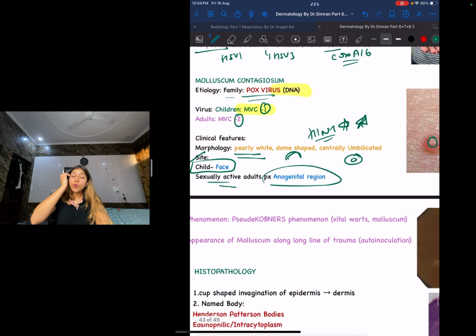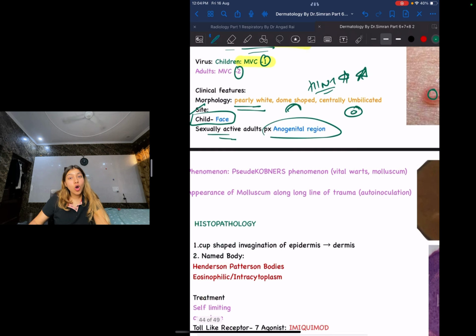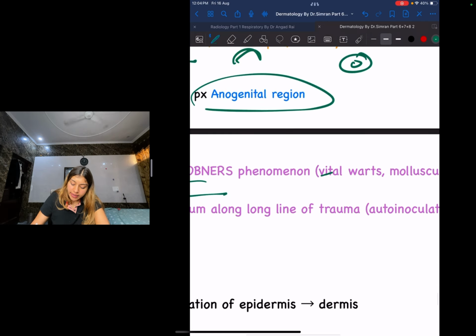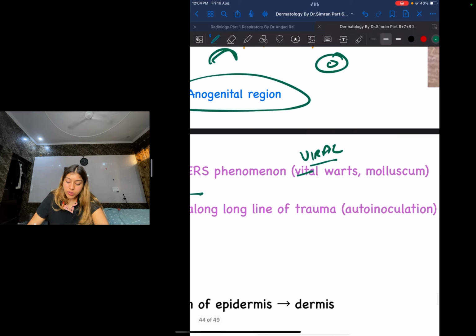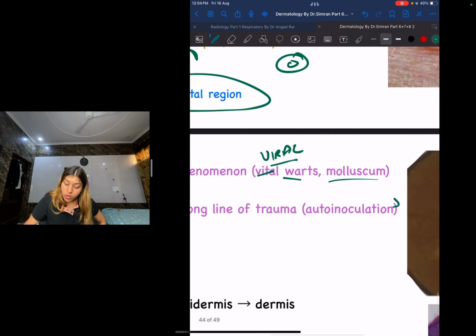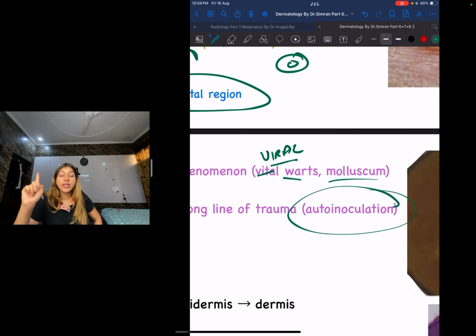Now, what is the name of the phenomenon? I hope you remember Koebner's and pseudo-Koebner's. For Koebner's, we use the mnemonic VPL, whereas in pseudo-Koebner's, we studied only two things: viral wart is one of them, and the other is molluscum. These two will show pseudo-Koebner's. Why is it pseudo-Koebner's? Because this is caused by auto inoculation, not because of immunity.